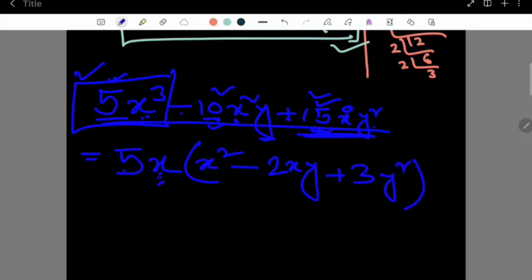So what answer came? The answer is 5x into x square minus 2xy plus 3y square. See here, 5x is common, so these are the remaining things.